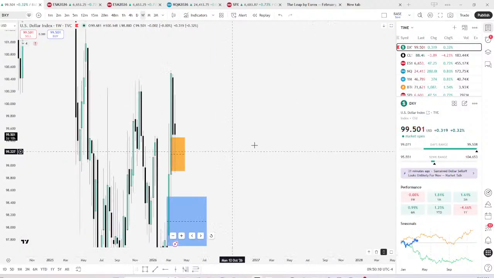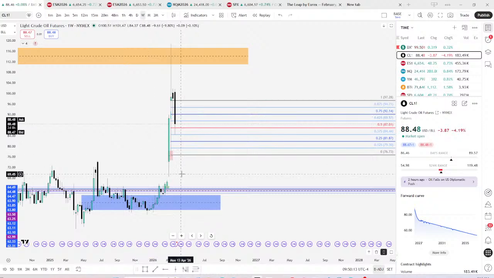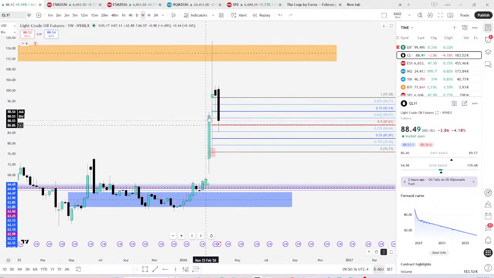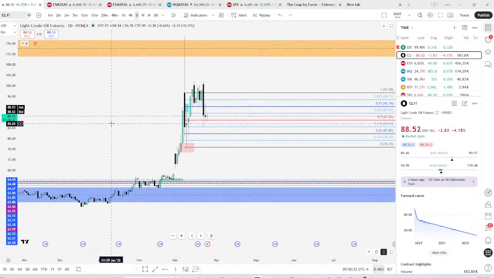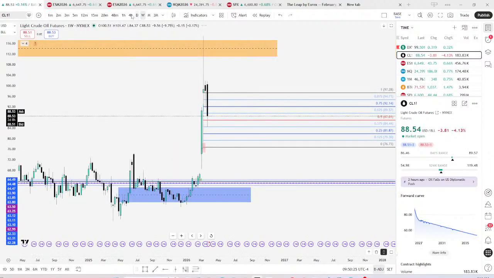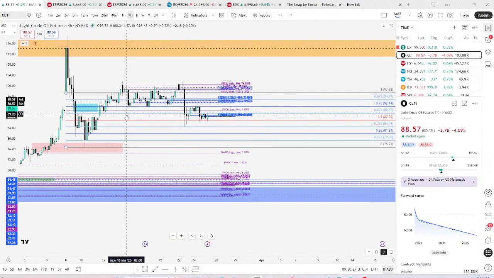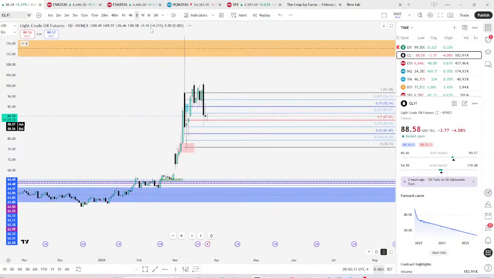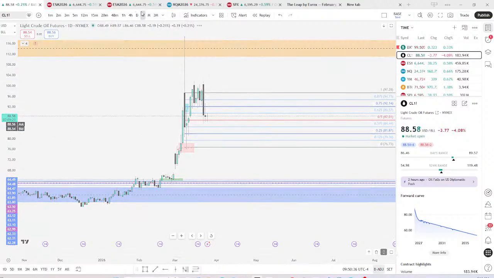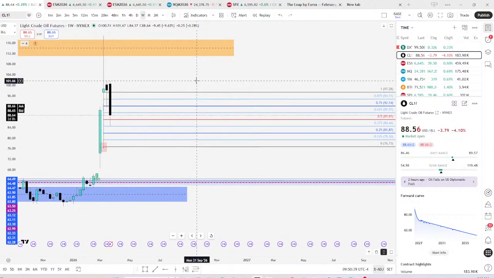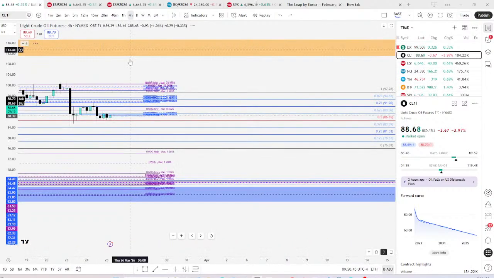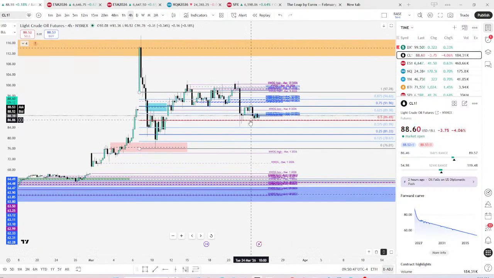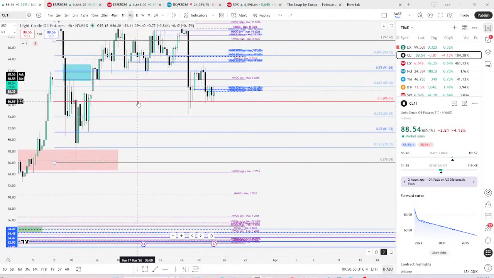But moving on, oil. Here we have that large weekly discount wick measured. We're hanging right around that midpoint, and I want to see it stay above that on a closing basis on the daily. We are having some respect to that area.